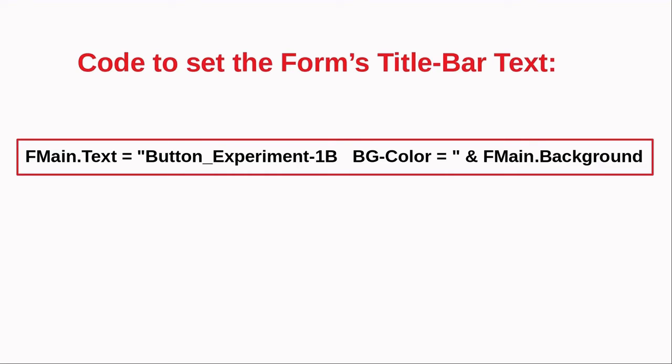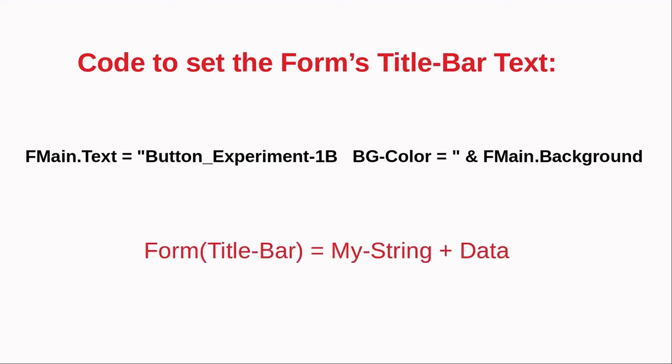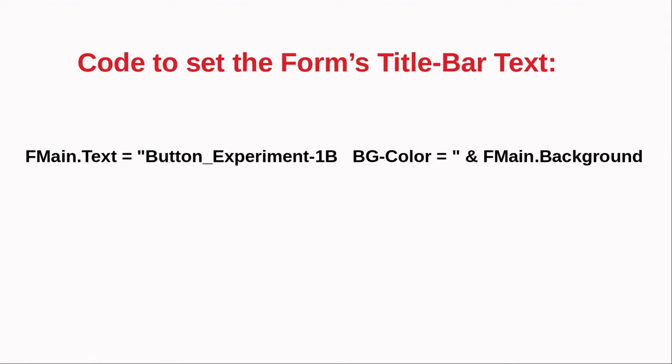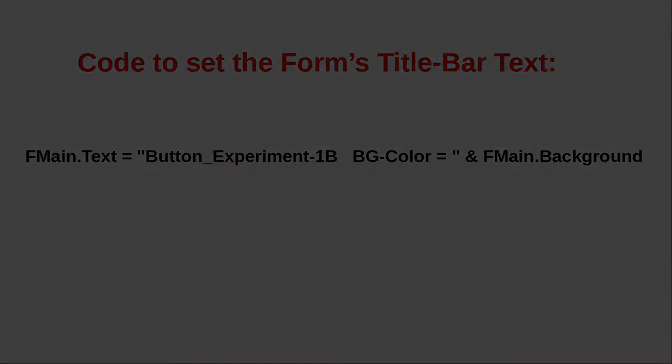So this intimidating looking bit of code is actually very simple in concept. It breaks down into setting the form's title bar equal to a string of text plus the current value in the form's background property. I will include this line of code in the description below the video, so you can copy and paste it into the button experiment program if you wish. But feel free to try typing the code in manually and changing it to suit you.